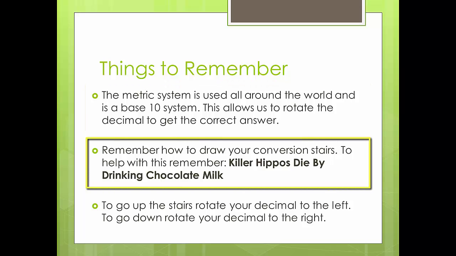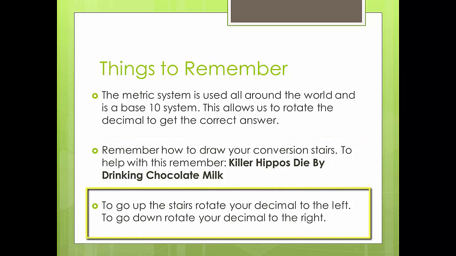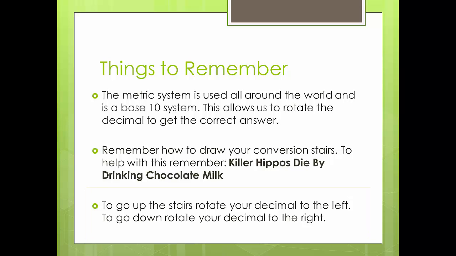I also want you to remember how to draw your conversion stairs. To help with this, remember killer hippos die by drinking chocolate milk. If you can remember this and draw out your conversion stairs, your conversions become very easy. And finally, to make a conversion, you need to rotate up the stairs, so you need to rotate your decimal to the left. To go down the stairs, you need to rotate your decimal to the right. If you're able to do this, you should have no problems doing any of your metric conversions.